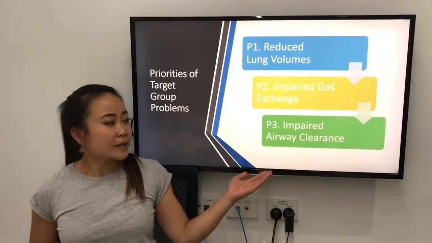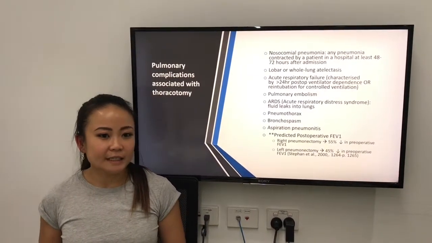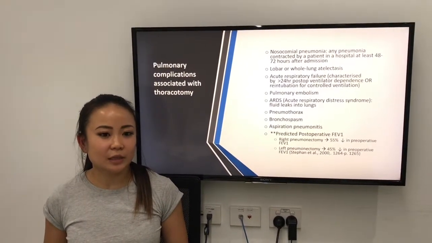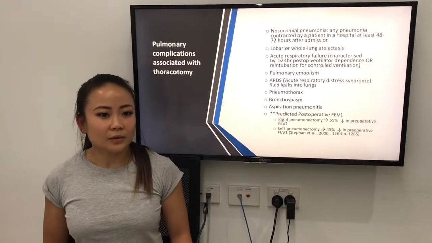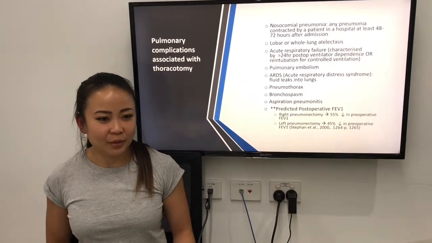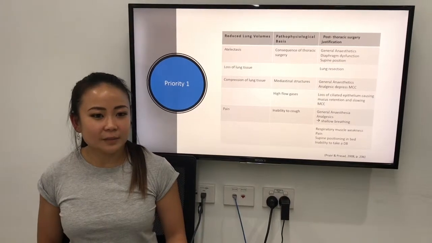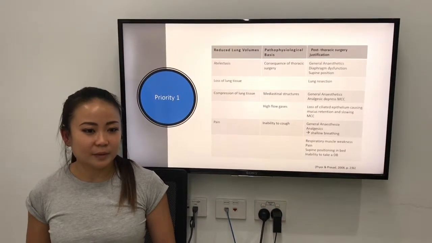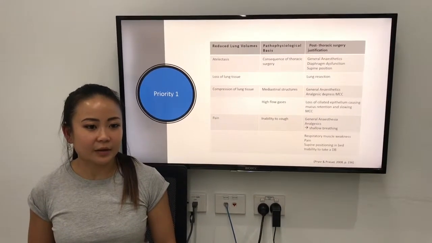These are our priorities of the target group problems. The problems we have identified are associated with the following post-operative pulmonary complications, including nosocomial pneumonia, atelectasis, acute respiratory failure, pneumothorax, and etc. Lung volumes is our first priority problem, as increasing lung volumes will essentially have a flow-on effect to the problems of gas exchange and impaired airway clearance.